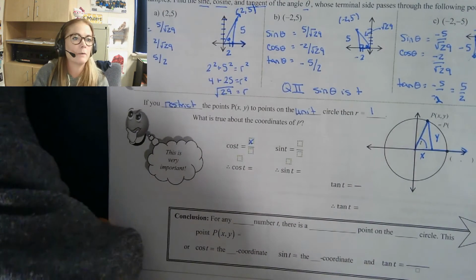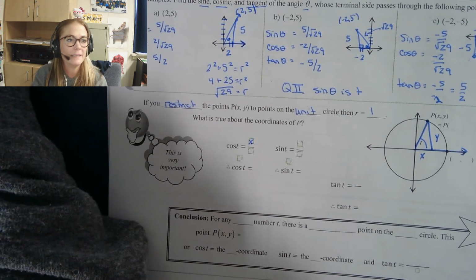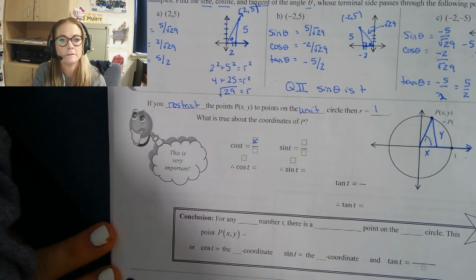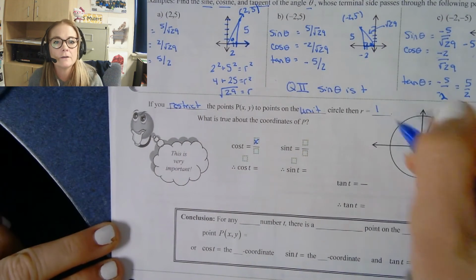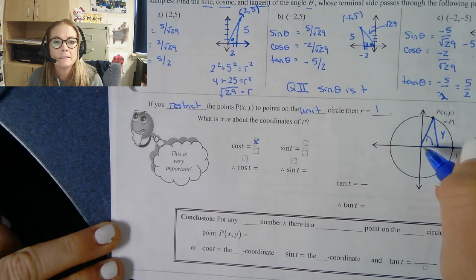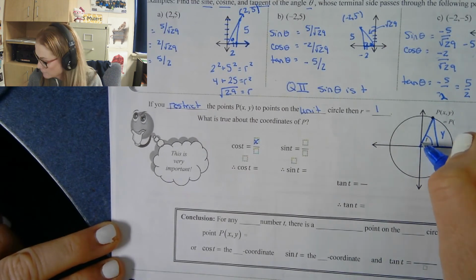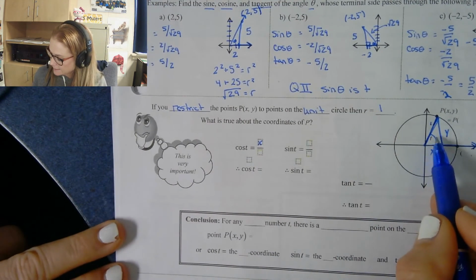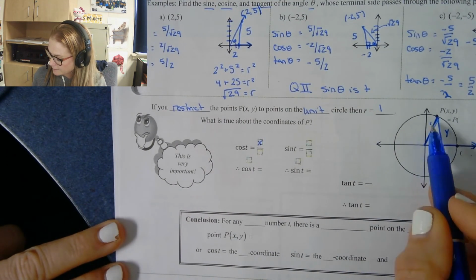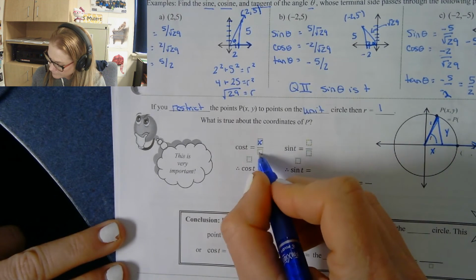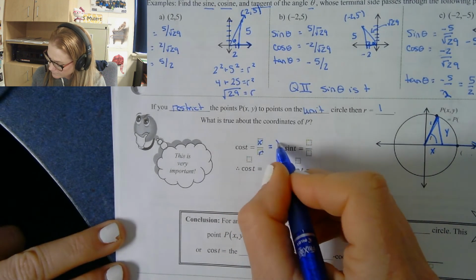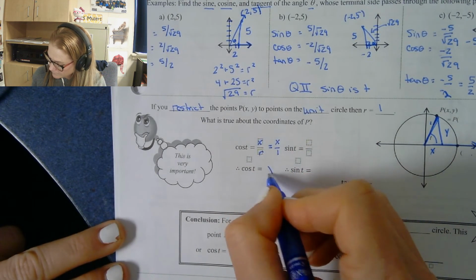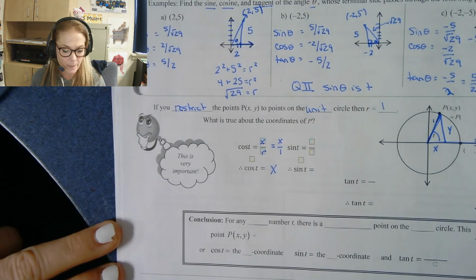Strictly because our radius on the unit circle is 1. Radius is 1, however you draw it. The perpendicular triangle comes in here, but this radius is 1. All right, so cosine is adjacent over 1, which is just x.